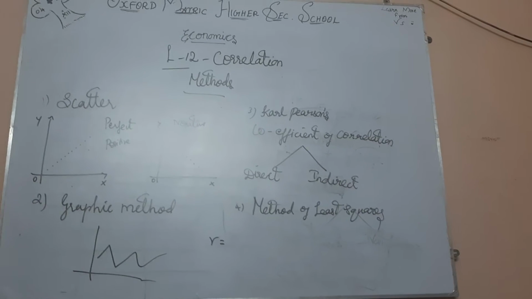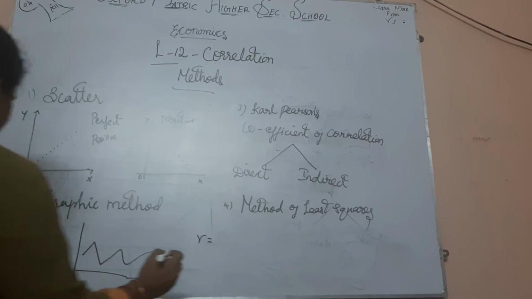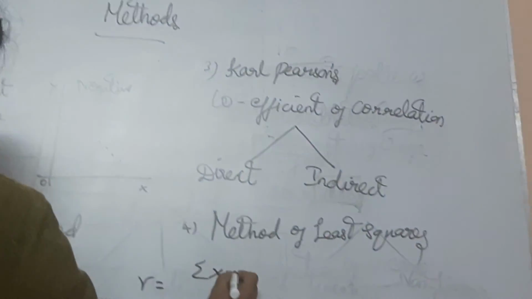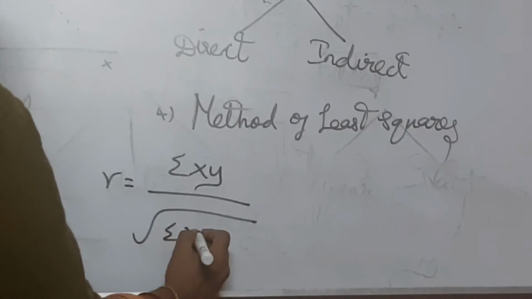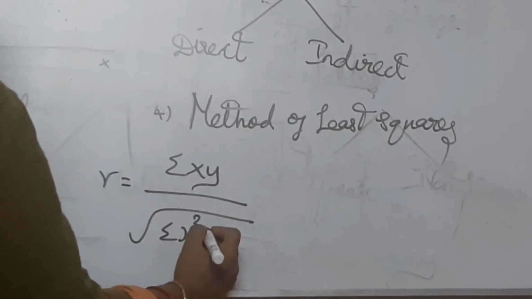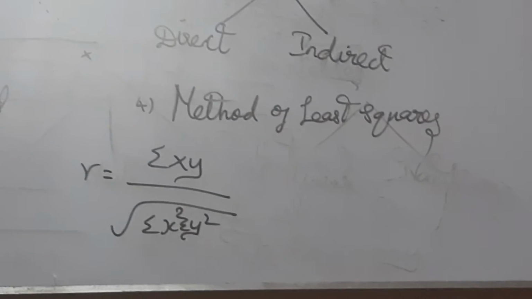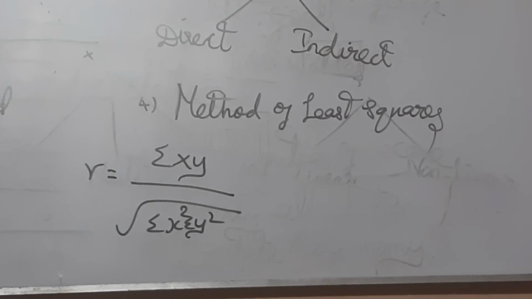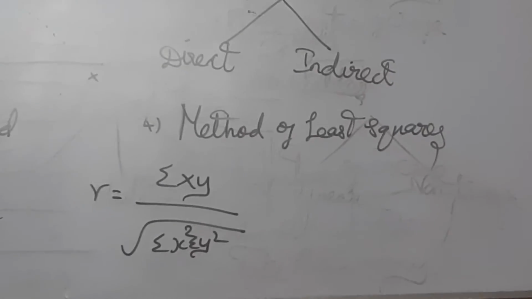From the actual mean, how do they calculate it? r equals summation xy divided by root of summation x square into summation y square. Like that only they are calculating. This one is the actual mean method.